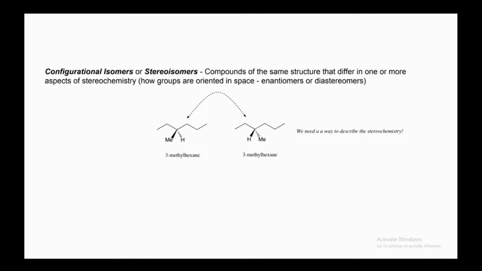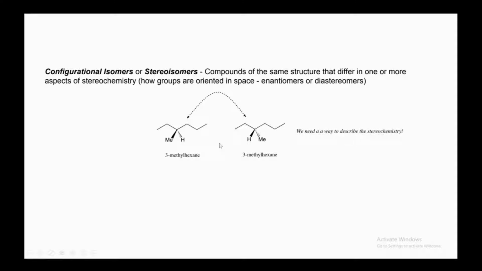Next are configurational isomers, or stereoisomers: compounds of the same structure that differ in 1 or more aspects of stereochemistry, meaning how groups are oriented in space. These include enantiomers and diastereomers. We haven't discussed diastereomers so far, but in the next few slides we are going to, though we definitely discussed enantiomers. Enantiomers are compounds which are non-superimposable mirror images of each other, and they must be chiral. If you look at these compounds, they are enantiomers of each other and they are configurational isomers.